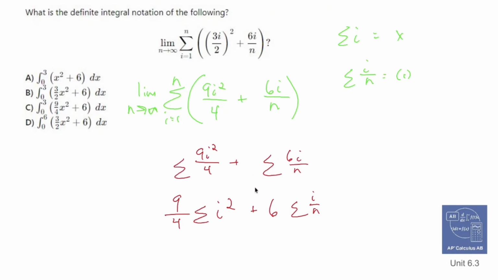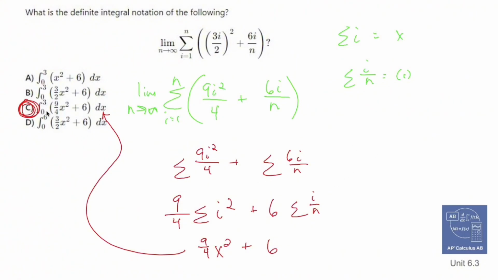The sigma of i squared is going to be x squared, so you become x squared with a 9 over 4 attached. You become 1, so plus 6 times 1 is 6. When I look up here, the only one that applies to that is going to be C. So C is going to be my answer.